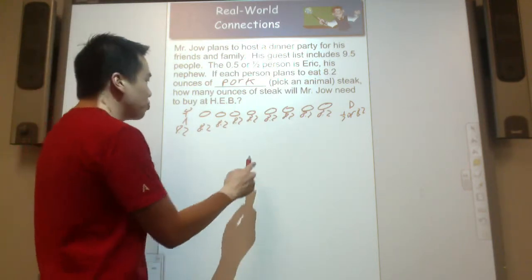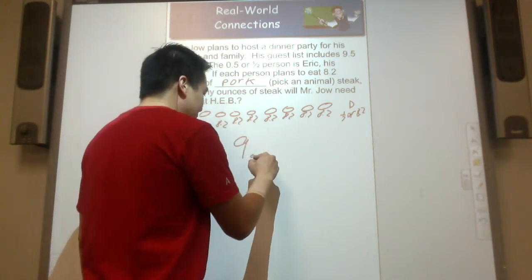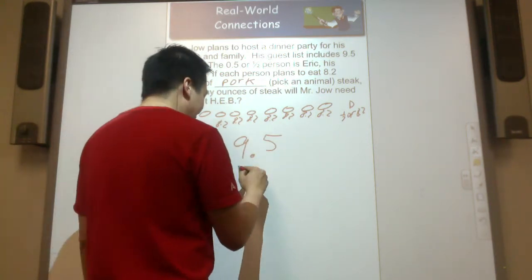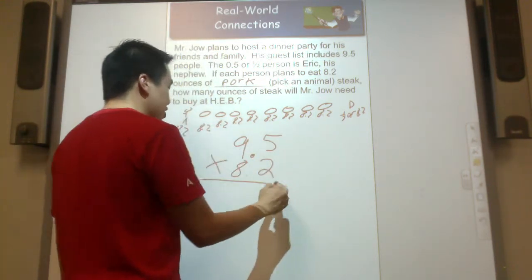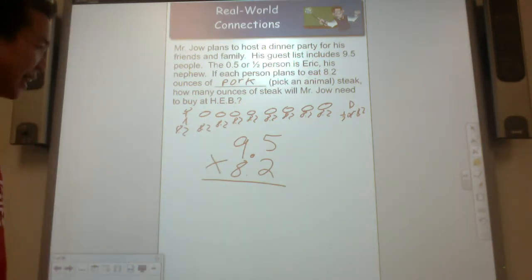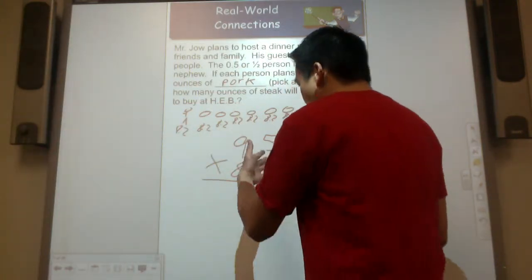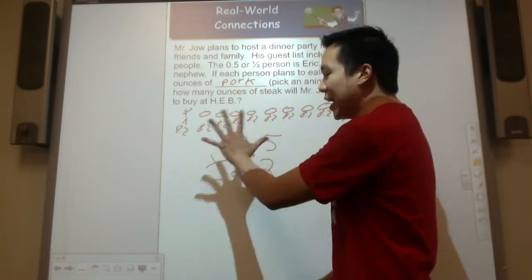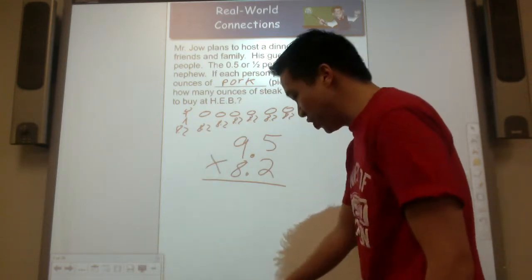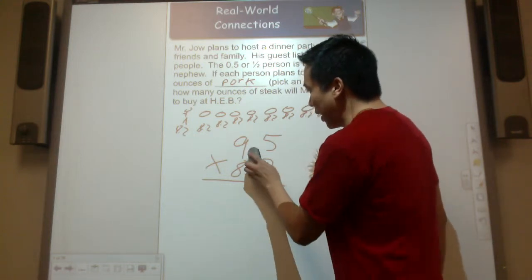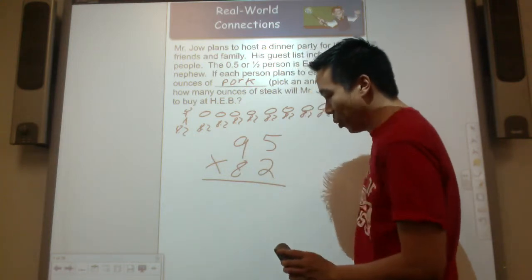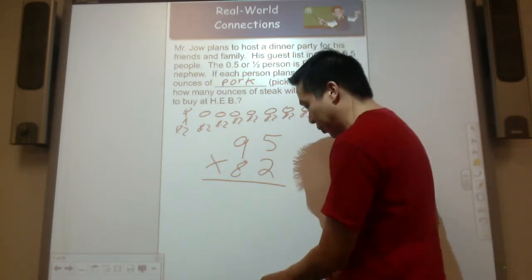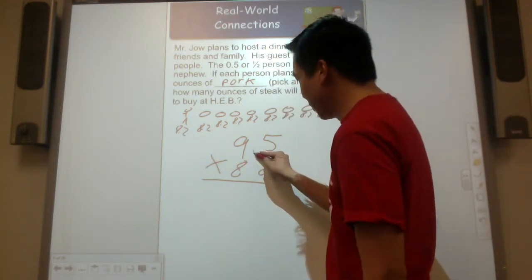So, why don't I just multiply 9.5 people by 8 and 2/10 ounces of pork steak. So let's multiply this. When you do this, you just multiply as normally. Some teachers teach it this way: you multiply it without the decimal point, and then you go back and put in the decimal point in the answer. Many ways to do it.